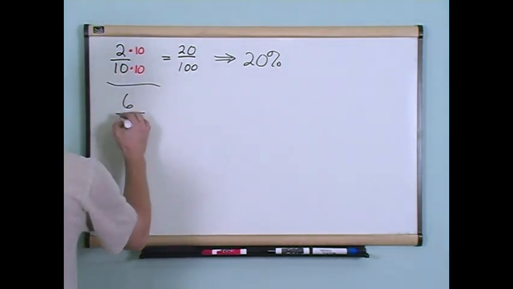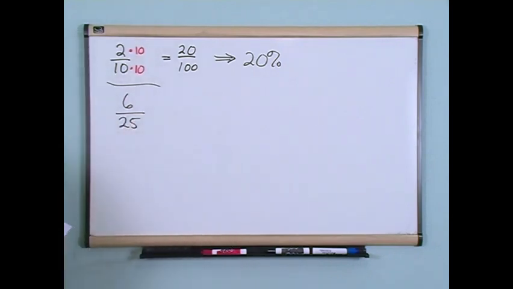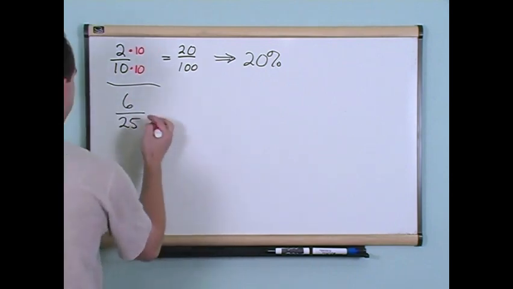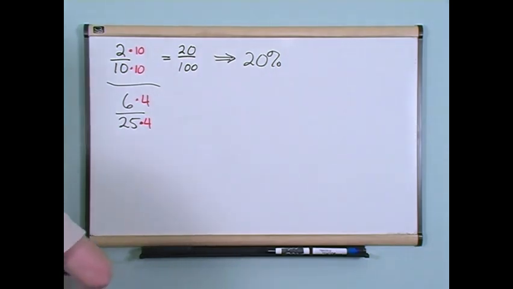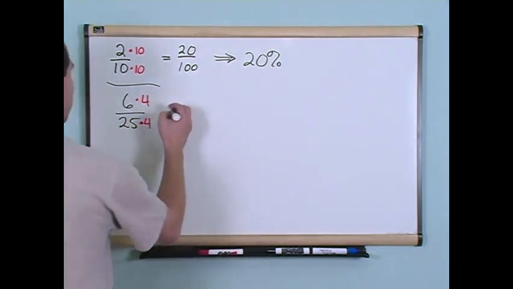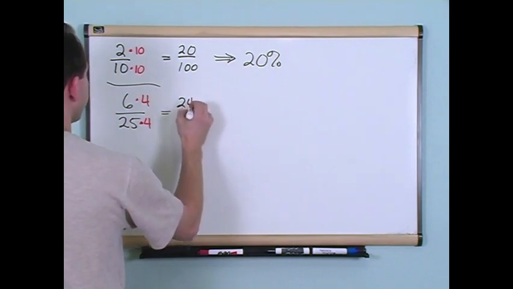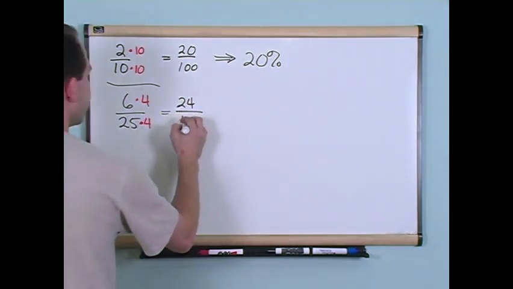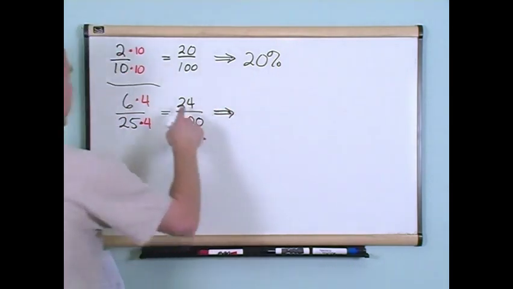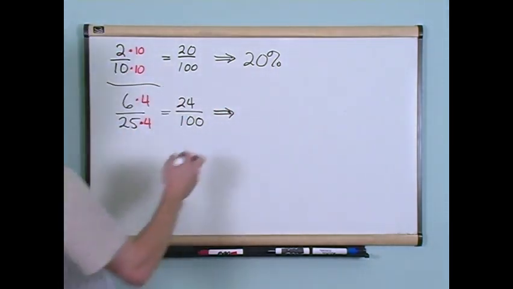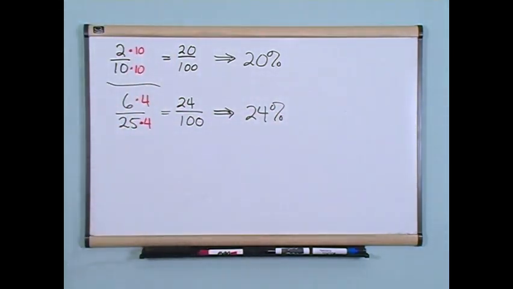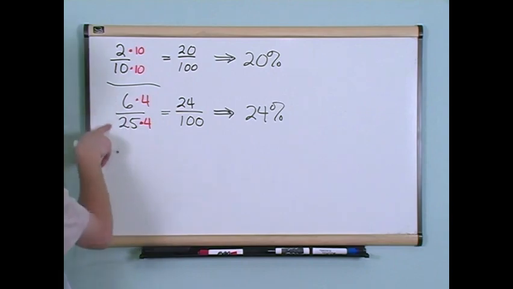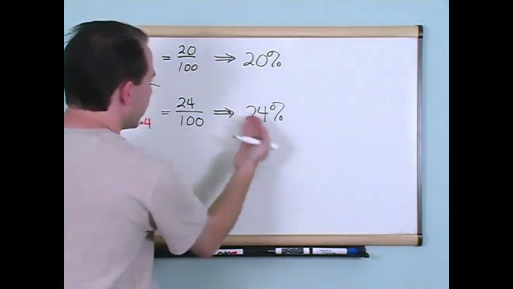What if you had 6 over 25? Well, how would you convert this to percent? The easiest way is to multiply the top and the bottom of this fraction by something that will give the bottom number 100. Okay? So the reason I did this was because on the top, 6 times 4 is 24, and 25 times 4 gives me that 100 I'm looking for. So anytime I've got it in terms of something over 100, I just take the top number and put a percent sign. So this is 24%. So what this means is that the fraction 6/25 is the same thing as 24% of something.